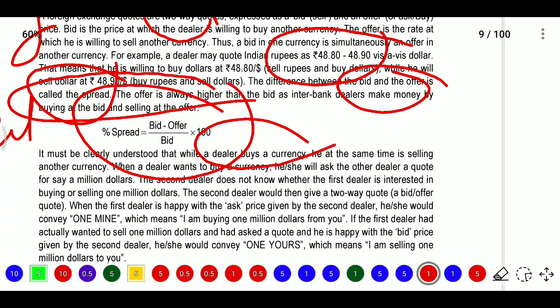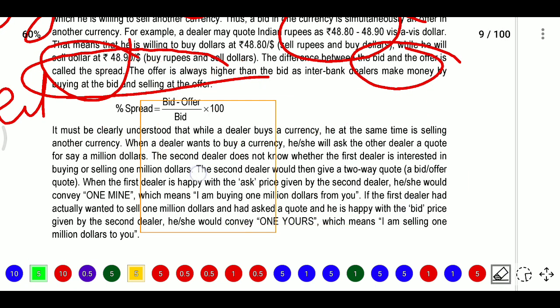Here we need to know about dealers buying currency. When a dealer is buying one currency, he is at the same time selling another currency. When a dealer wants to buy a currency, he or she will ask another dealer for a quote for, say, $1 million. That second dealer does not know whether the first dealer is interested in buying or selling $1 million.